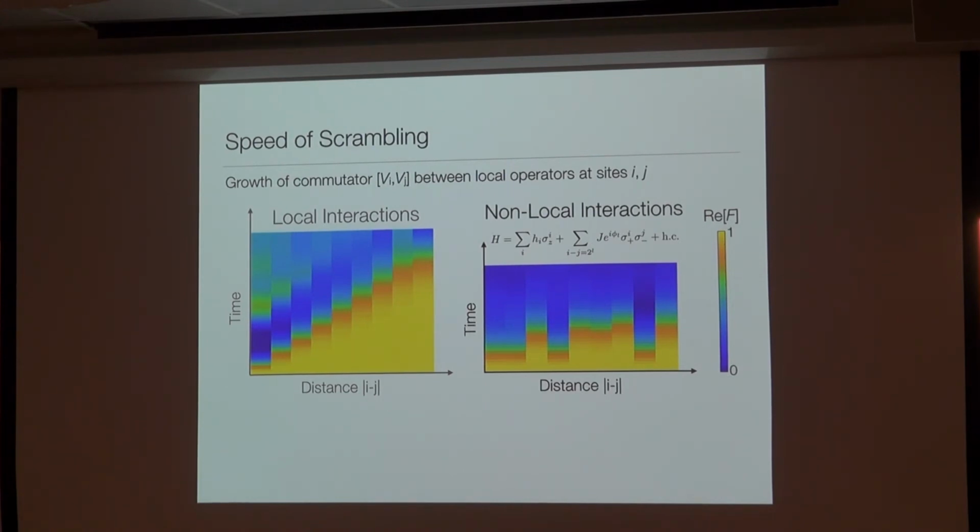The point is, if it's chaotic but local, there will still be some delay, or time for information to propagate, that just scales with the system size. So one expects to see a linear dependence of the time before one sees any effect on this commutator.